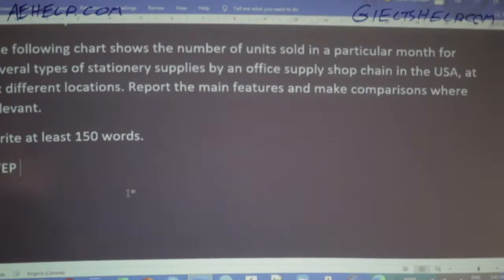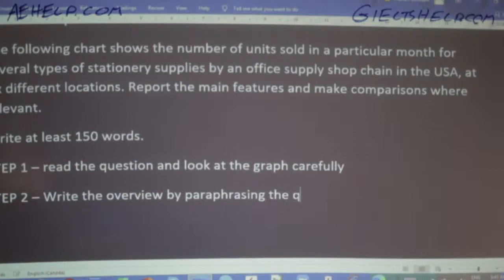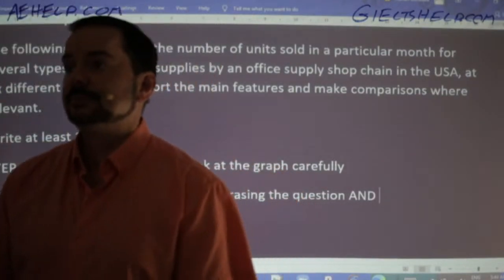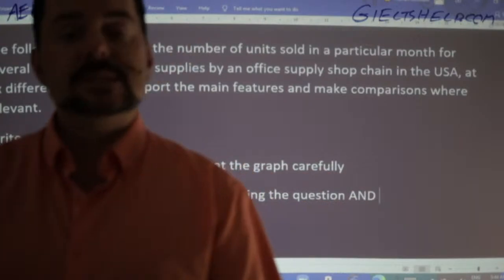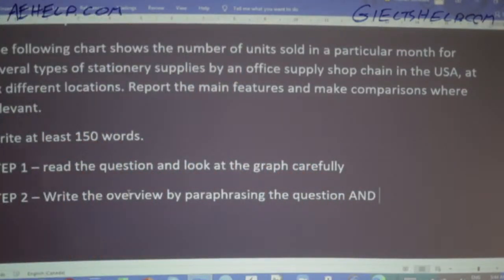Okay, so step one is read the question and look at the graph carefully. Okay, step two is write the overview by paraphrasing the question. And yeah, Nick Hill says add some details. Okay, Abhishek, we're not looking at the significant feature in the graph yet. We're going to do that after in step 3. Okay, so write the overview by paraphrasing the question and adding details using the graph. Okay, all right, so we can do that now.